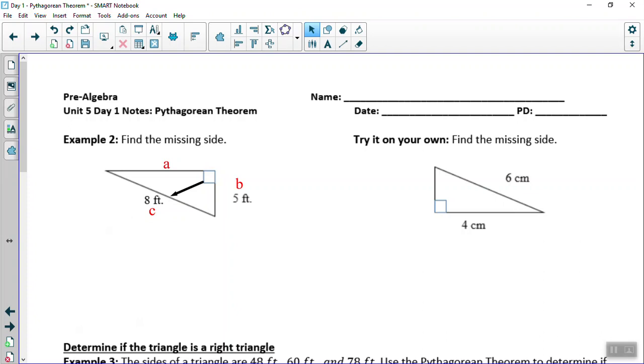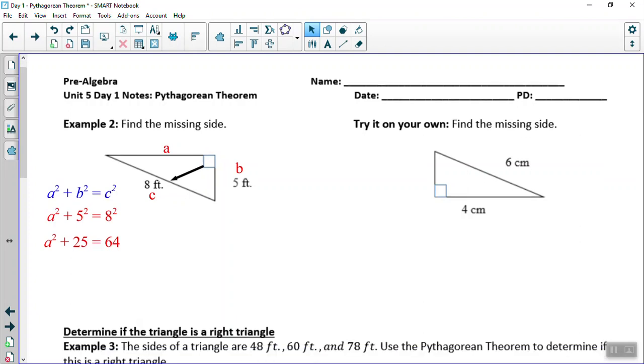All right, so now we will start with our formula. A squared plus B squared equals C squared. And then we can plug in our values. We don't know what A is. That's the one we're going to have to find. We know that B is 5, and we know C is 8. So I'm going to substitute in those values. All right, now I can evaluate my two squares. So we get A squared plus 25 equals 64. Now I have an equation to solve.